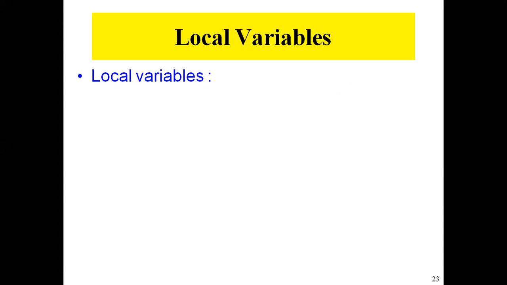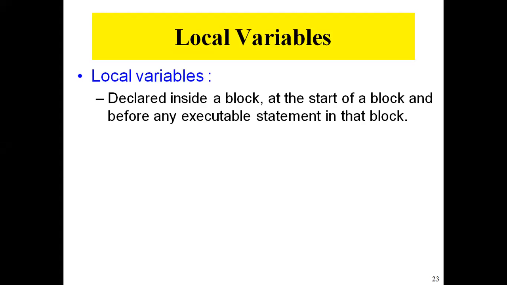And these variables can be used only inside the block. So where can we declare variables? What is the rule saying? The rule says that these local variables are declared inside a block, at the start of the block.